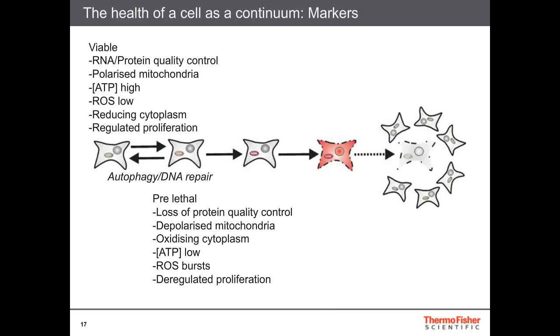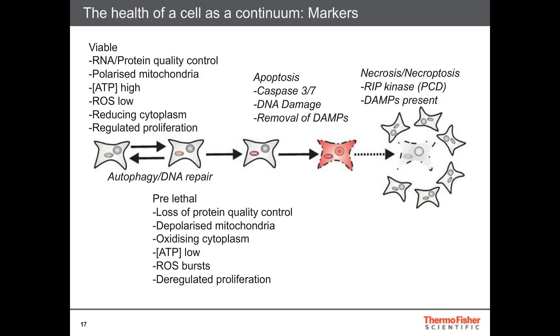When we start to think of some of the cytoprotective mechanisms, we're thinking about things such as autophagy or DNA repair. When we think of mechanisms of cell death, we're talking about apoptosis or necrosis, or its programmed form necroptosis. And in viability, almost always we look at a loss of the plasma membrane integrity.